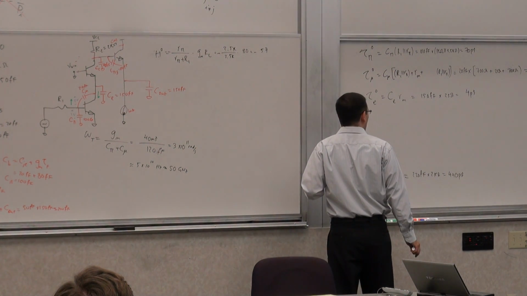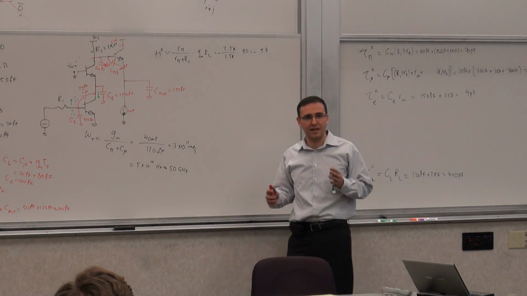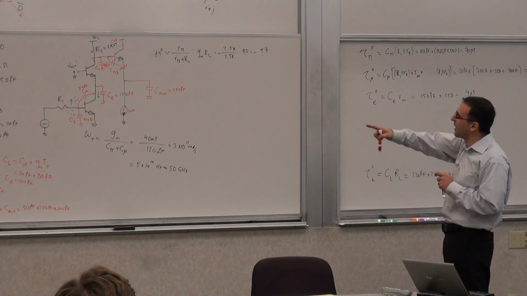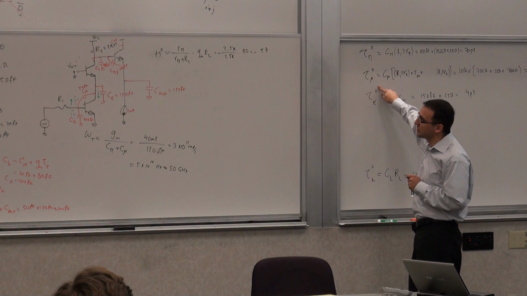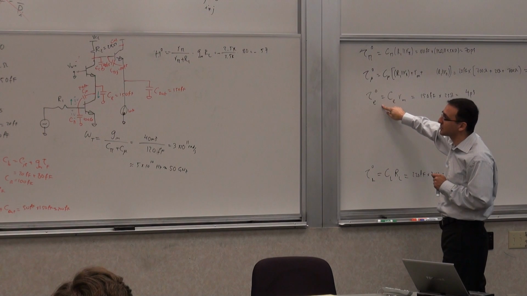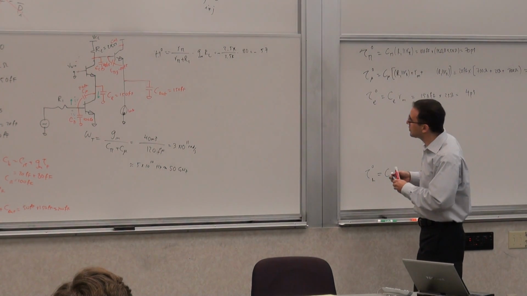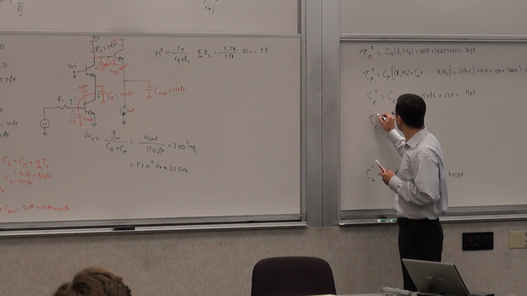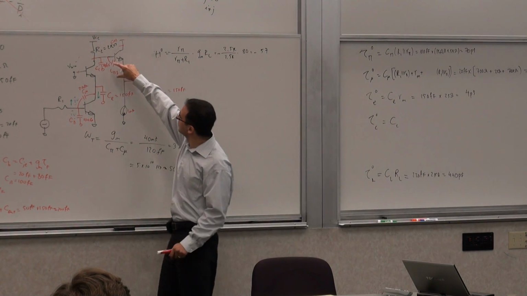Okay, so let's do the time constants though. Now let's see what our bandwidth estimate looks like. Okay, so tau C pi hasn't changed. The tau pi hasn't changed. Tau mu actually hasn't changed. Tau E hasn't changed. Right? So we've introduced a couple of new time constants. Tau C, which is CC, and the total resistance from this node to ground.